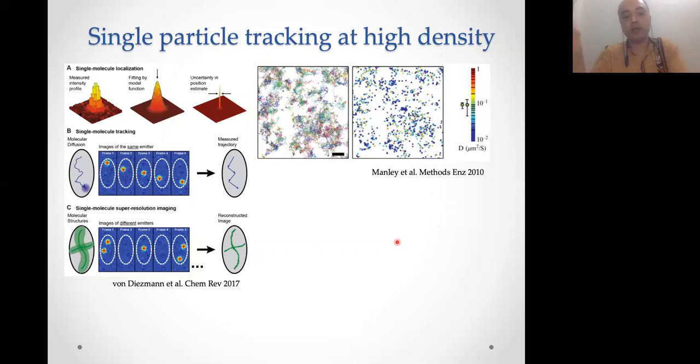How do I track a receptor which is present in very high densities? You can take advantage of the fact that you can activate a small subset of molecules on your system, and then track those particles till they photobleach, just like I showed in that E. coli system. Then you might be able to switch on the next set and repeat this exercise. And that's what has been done many times.